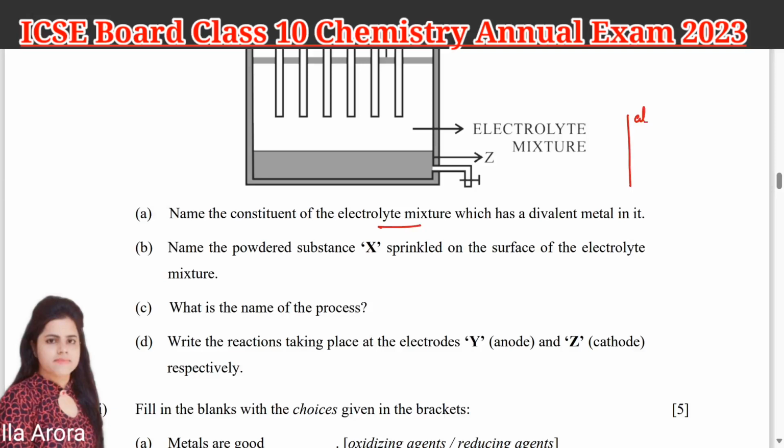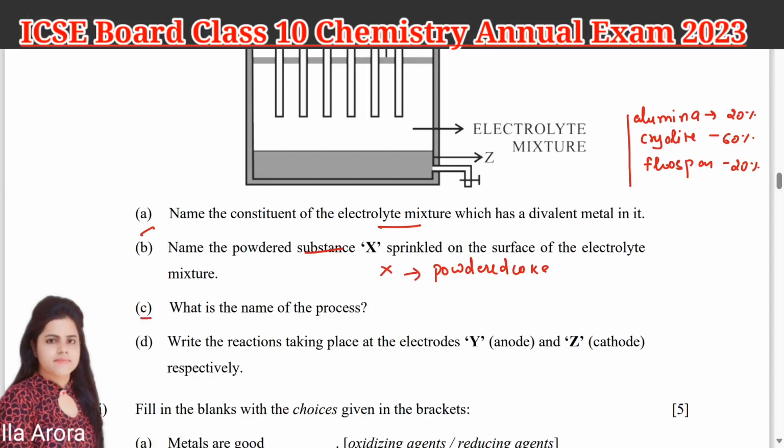First of all, we have alumina that is 20%. Then we have cryolite. Cryolite will be present in 60%. And last we have fluorspar, that is 20%. So that is the electrolyte mixture for A answer. Then in B, they are asking to name the powdered substance X that is sprinkled on the surface of the electrolyte mixture. So what are we sprinkling? We are sprinkling powdered coke. Powdered coke is sprinkled on the surface of the electrolyte.